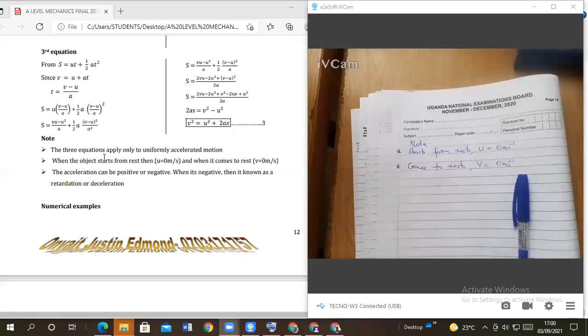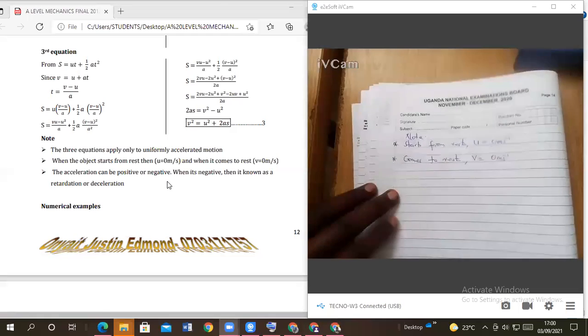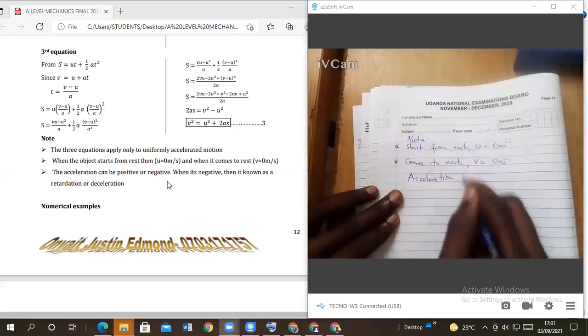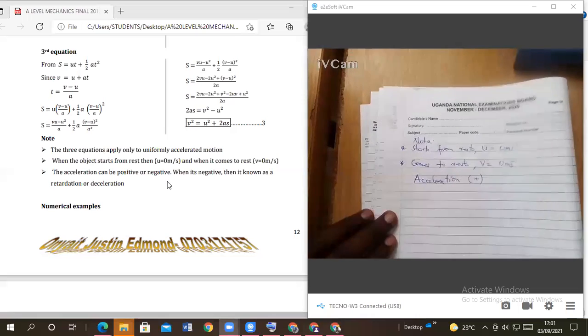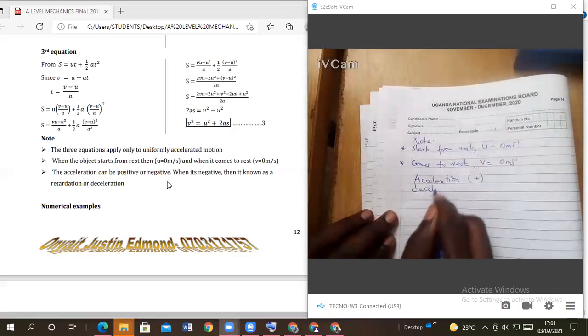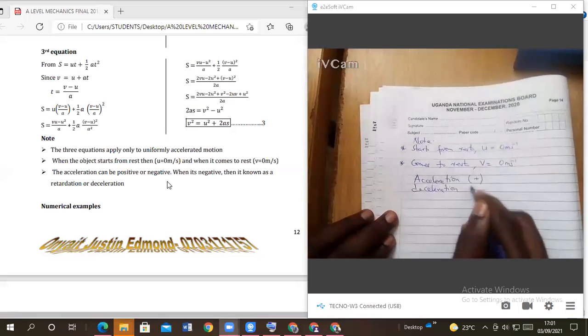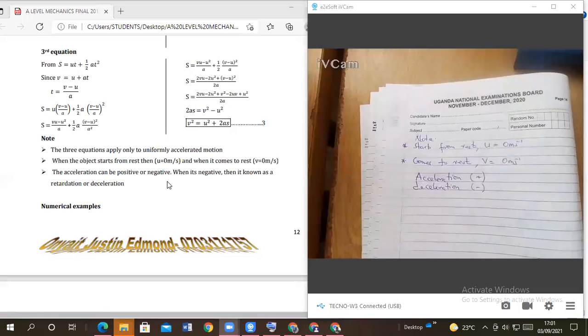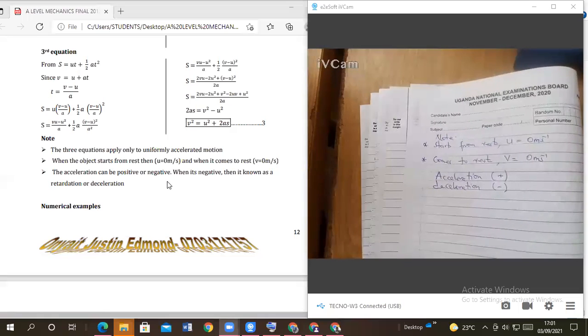Then the third thing you must also take note of, the acceleration can either be positive or negative. I've talked of acceleration and deceleration. For acceleration, which means is what? Positive. Then deceleration means is what? Negative. Take note of that. Why am I bringing this? This is going to help us in calculations.